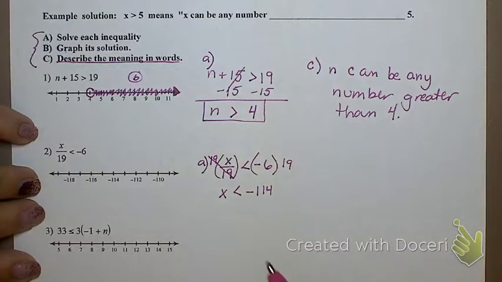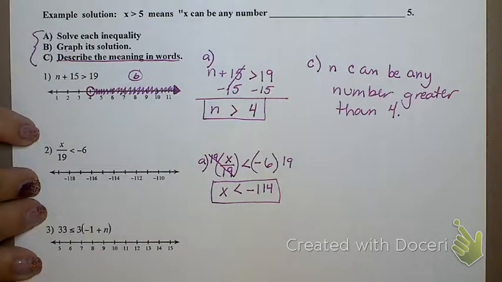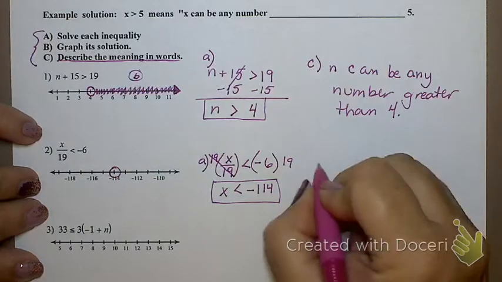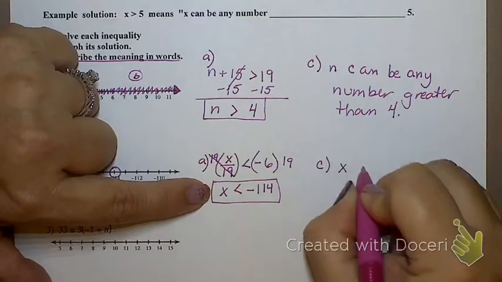All right, open or closed circle. Actually, let me box my answer there. Open or closed circle on negative 114? Open. And before I do that, let me do my part C. What would I say in words? I would say x can be what?